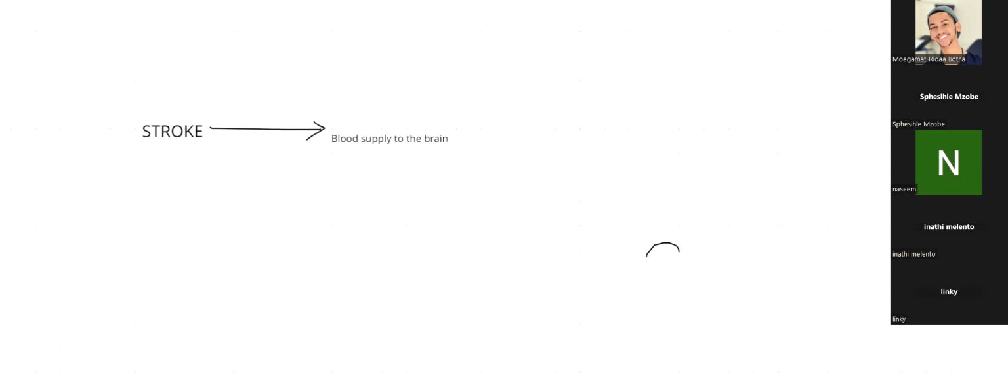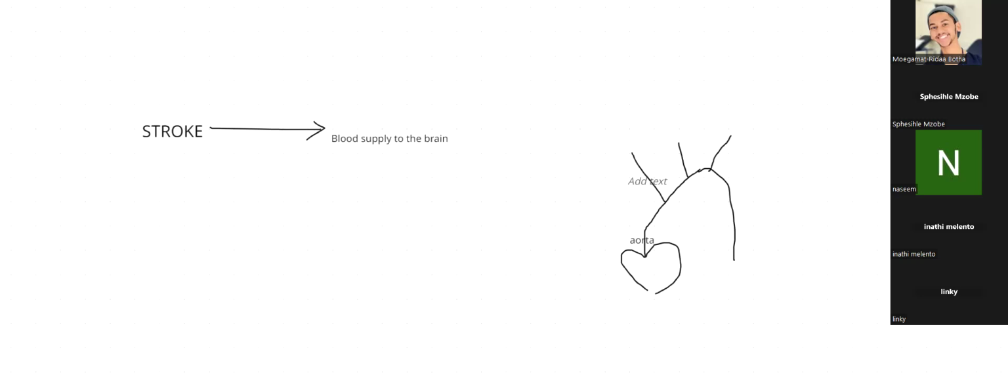Now we know that the aorta, just say for example, that's the aorta. The ascending aorta and then the descending aorta, there are three branches of the aorta. So you get the brachiocephalic trunk. Let's say that's the aorta, and let's say this branch over here is the brachiocephalic trunk.